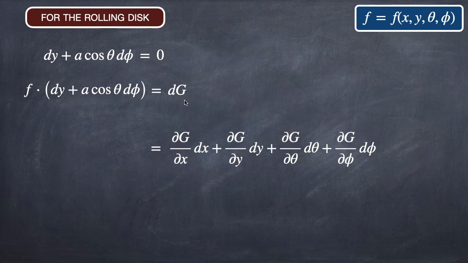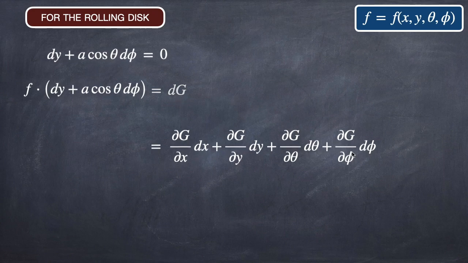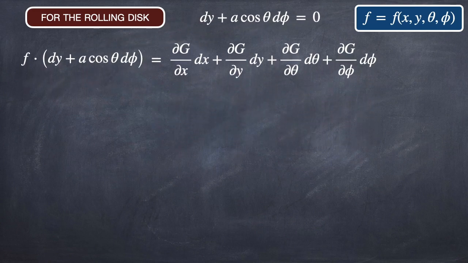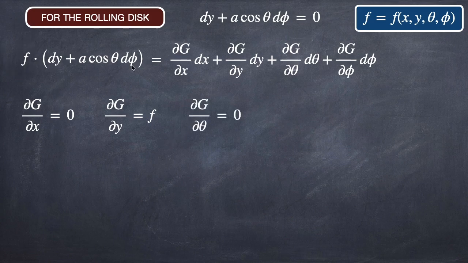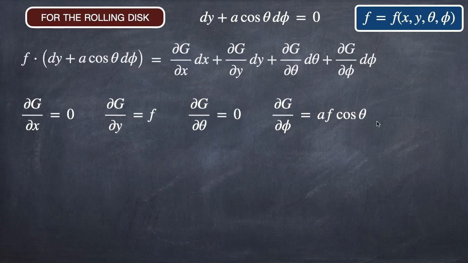And this differential is del g del x dx and so on, the same as we did in the previous slide for the first equation of constraint. And now del g del x is the term multiplying dx, but since there is no dx on the left-hand side of the equation, del g del x is equal to 0. Del g del y is equal to f. Del g del theta is equal to 0. And del g del phi is equal to af cosine of theta.